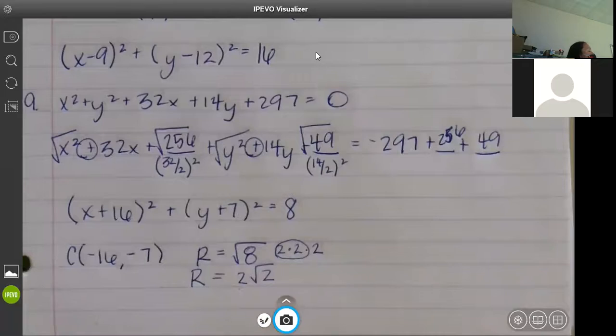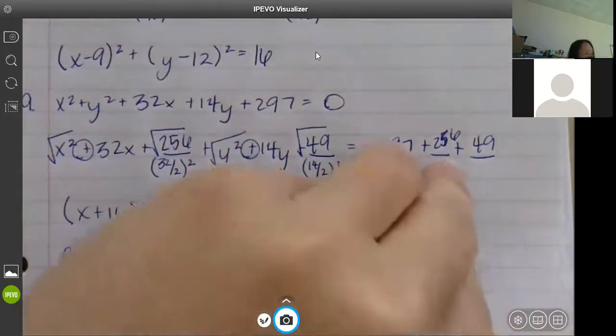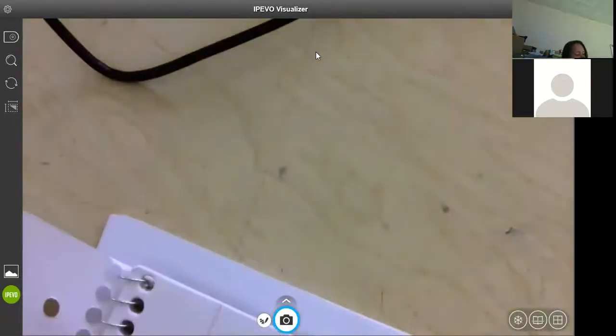So eventually when you're identifying your center and your radius, you want to make sure that you can simplify those square roots and you don't get in trouble just having decimals or whatever, okay? Any questions, number 9? Just wanted to show you that real fast. All right, number 10, and then we'll get to our last ones.